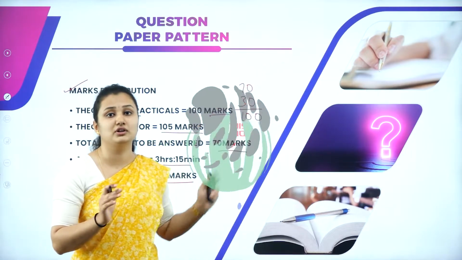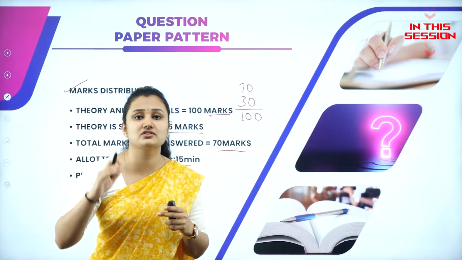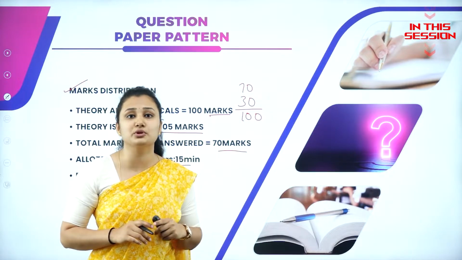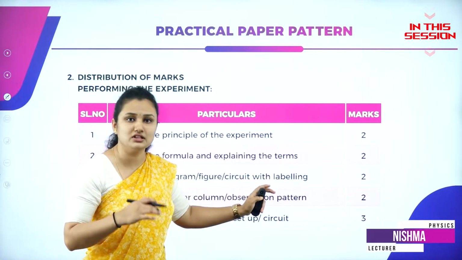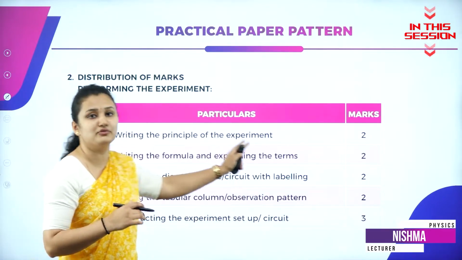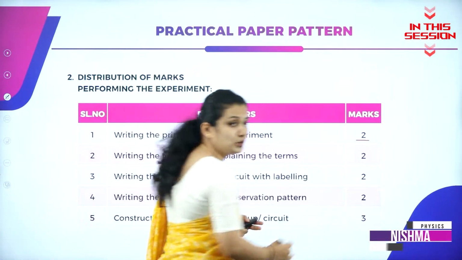Writing for 100, but you'll have a lot of choice in each section of the question paper. That's the beauty of physics. First, you'll write the principle of the experiment. Say I've got Newton's law of cooling, I'll write what is the aim of the experiment. So that has 2 marks here.